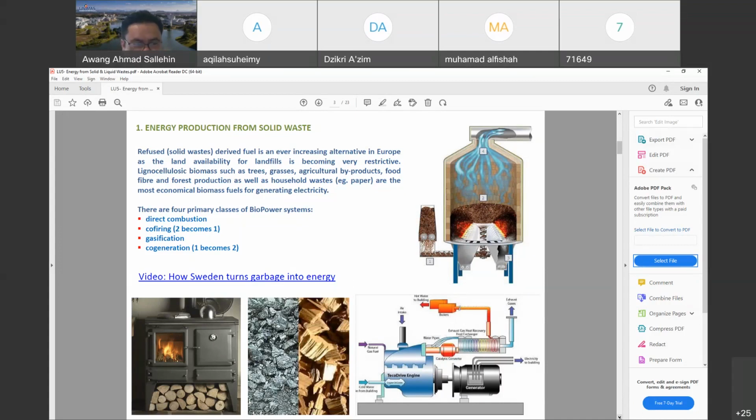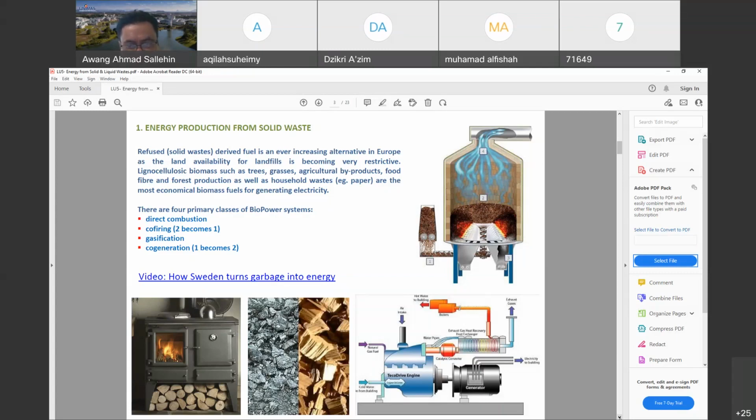So therefore, the lignocellulosic biomass specifically, produced and generated from trees, grasses, agricultural byproducts, food, fiber, as well as forest production, and then not to forget the household waste, specifically papers. These are the examples of the most important and economical biomass fuel for generating electricity.